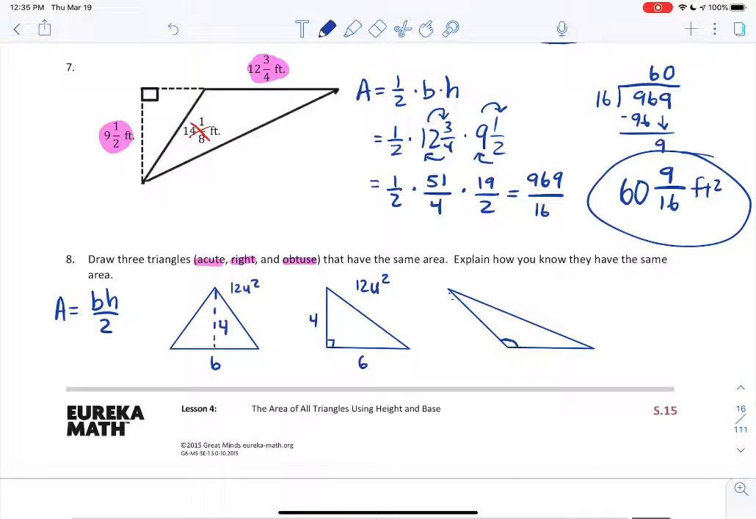Now, if I were to call this base, it's still 6. And if I were to call the height, remember now the height appears to be outside of the triangle. It still forms a 90-degree angle, and I call the height 4. Now, with the height of 4 and a base of 6, it would once again have an area of 12 units squared. So there you can see it, 3 different triangles. They all look different, but they would all have the same area because they have the same base and the same height.